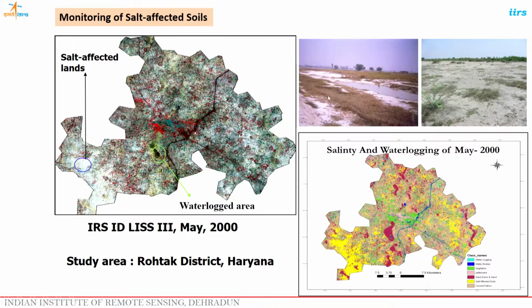So on the ground, these fields appear like that, and by classification you can map that, where you are getting the yellow tone. We have given this as the salt affected soils, and you can map that as the waterlogged area. Here these are the waterlogged areas. So we can easily map these degraded lands using remote sensing data as a digital method.